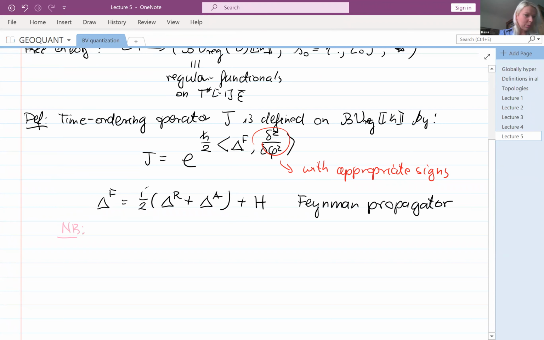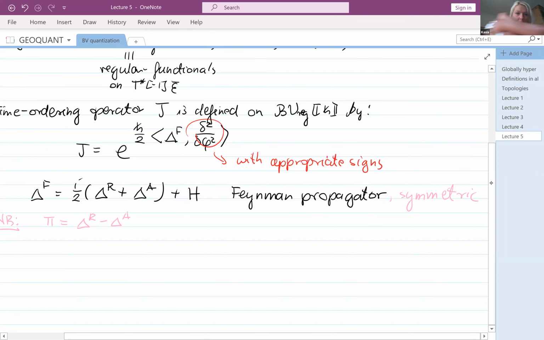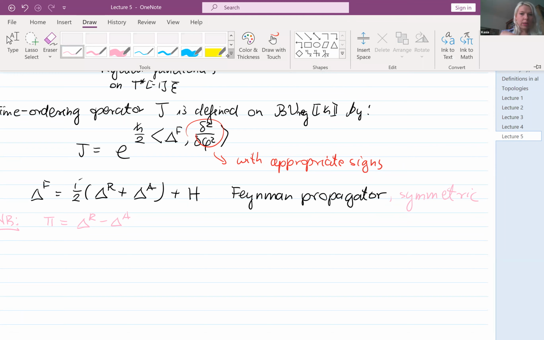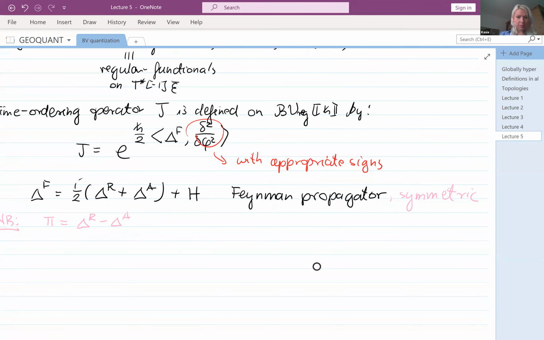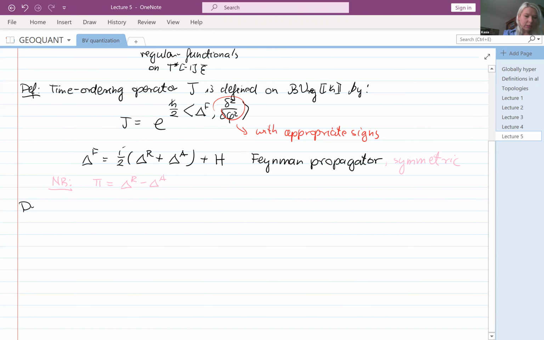And just a remark to connect to the Poisson bivector. Note, by the way, that pi was given as the difference of retarded and advanced Green functions. So here we have a plus in the definition of Delta_F, and Delta_F is symmetric. So this is symmetric. Okay, and this will lead to a commutative product, which we call the time-ordered product.